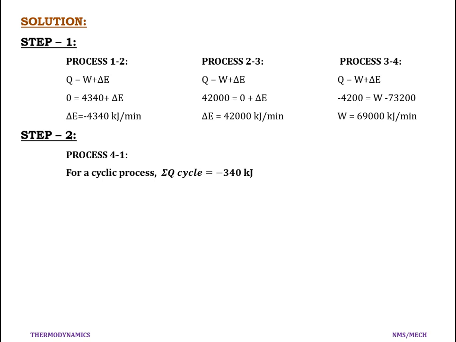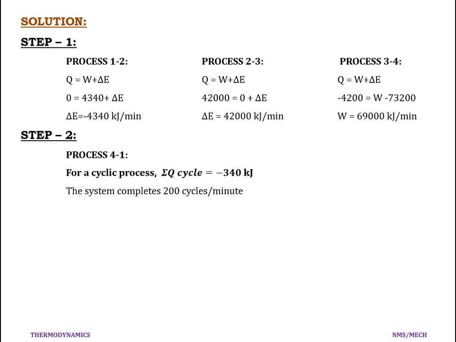In theory, we studied that for a thermodynamic cyclic process, the summation of heat transfer for a cycle is equal to the summation of work output for a cycle. So that relation can be used. Also, from the given data, the total heat transfer for a single cycle is given as minus 340 kilojoule. We know a single cycle is nothing but process 1 to 2 plus process 2 to 3 plus process 3 to 4 and plus process 4 to 1.